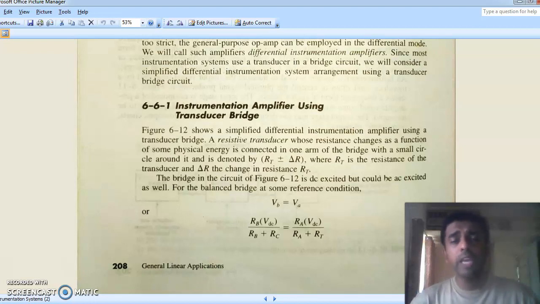Basically, with an instrumentation amplifier we use a bridge circuit. Whenever it's a resistive transducer, we always follow a bridge circuit, because one of the arms of the bridge will be that transducer. So what happens is that when the resistance of that arm changes, the balance configuration changes, and that will reflect into some output electrical voltage, and that is how we convert the corresponding changes in resistance to voltage. So we'll see such a diagram. We'll come back to this equation.